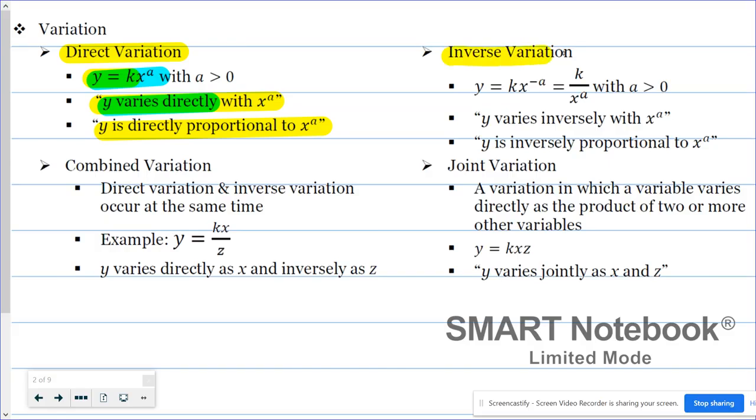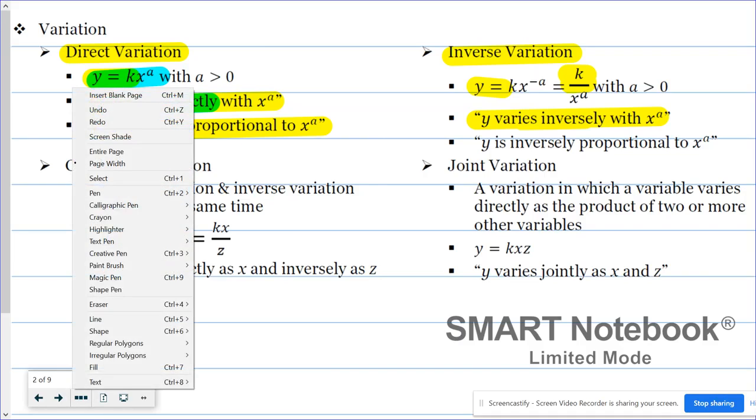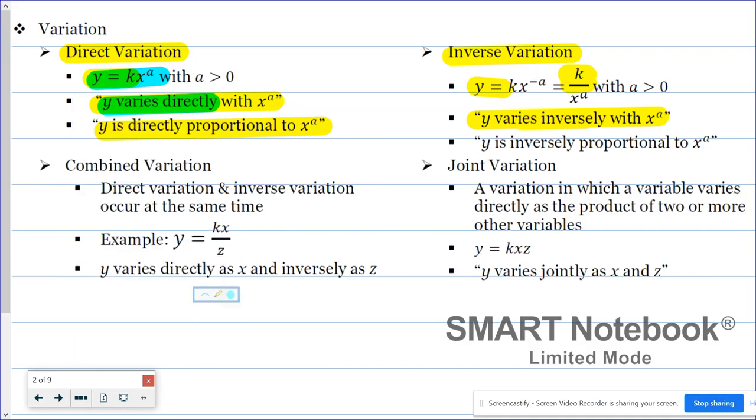Inverse variation. So we read y varies inversely with x. When they write down y varies inversely, you're going to write down y equals k divided by, and then obviously write down something for the x part. But y varies inversely as, you're going to have y equals k divided by something.